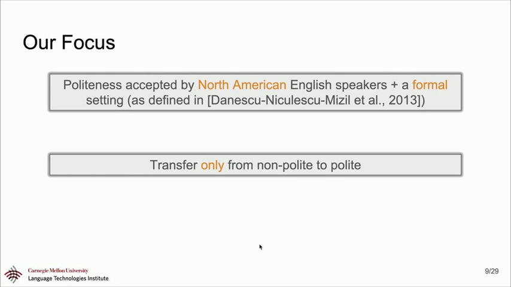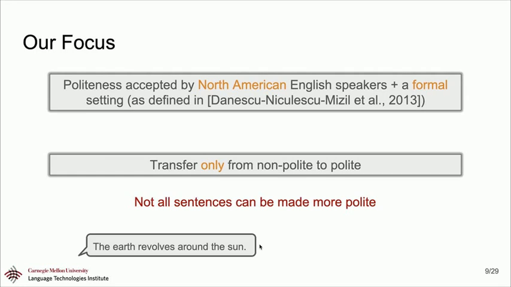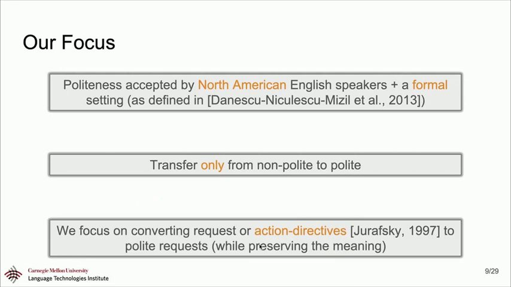Diving deeper into the task, we understand that not all sentences can be made polite. Consider a factual sentence like "the earth revolves around the sun". How do we make this more polite? Thus, in our work, we narrowed the set of non-polite sentences to sentences consisting of requests or action directives, as Jurafsky puts it. And we focus on converting these sentences to polite sentences.